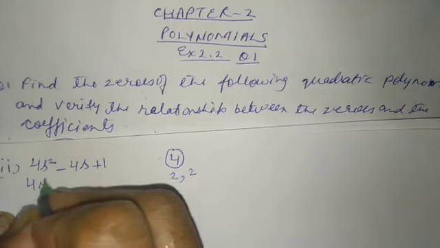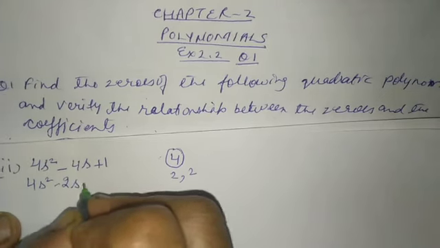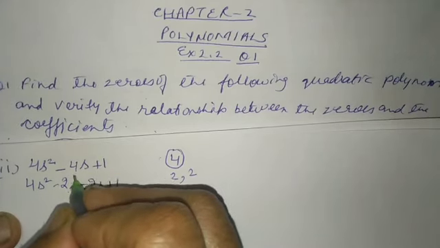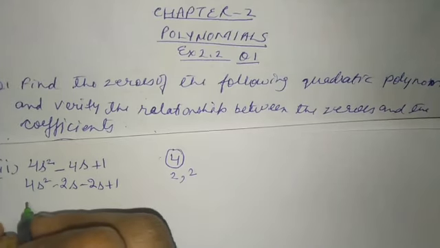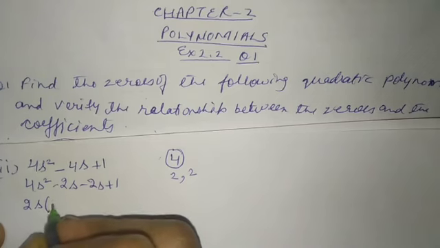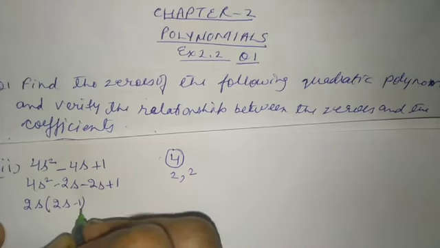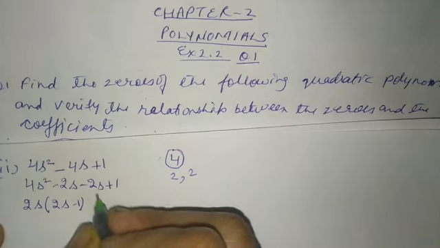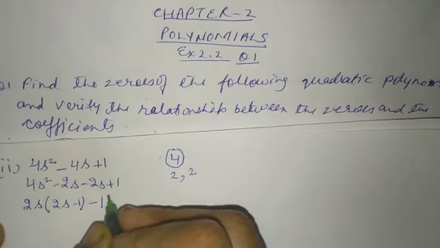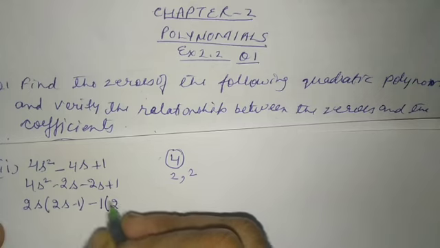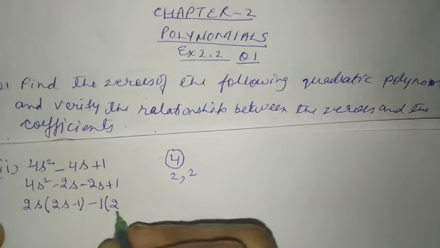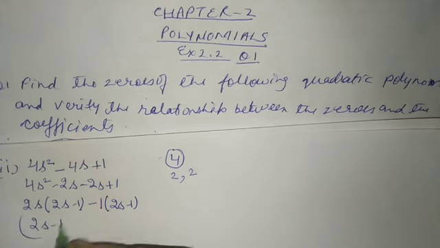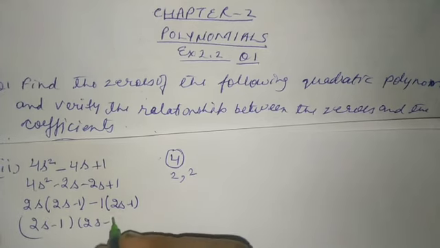We have 4s square, and we are going to write here minus 2s and minus 2s, plus 1. Minus 2 minus 2 is minus 4. Now the common factor here will be 2s, and we are left with 2s minus 1. Here we have 2s minus 1 and this is minus 2s plus 1, so we take minus 1 common so that the sign is the same as 2s minus 1. Now we have 2s minus 1 and 2s minus 1.